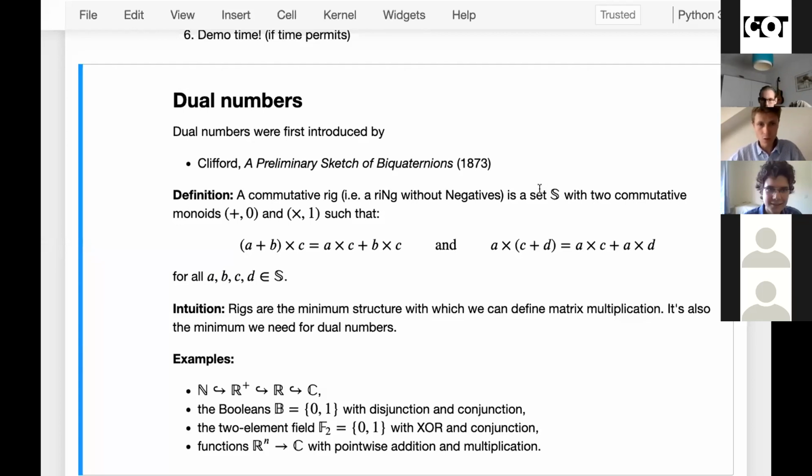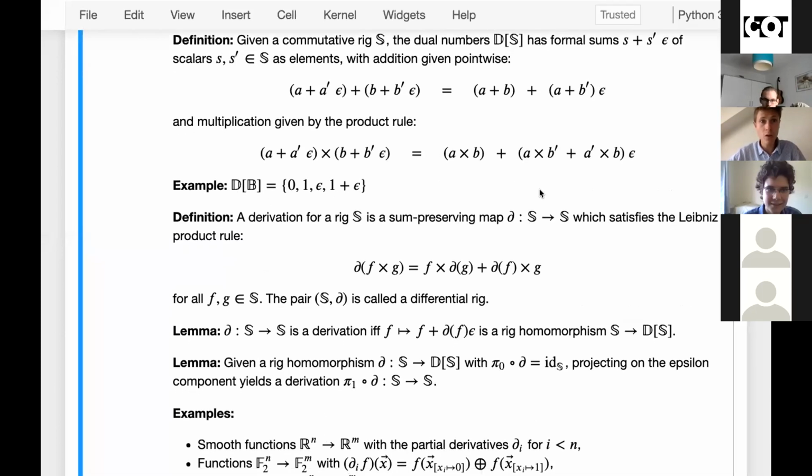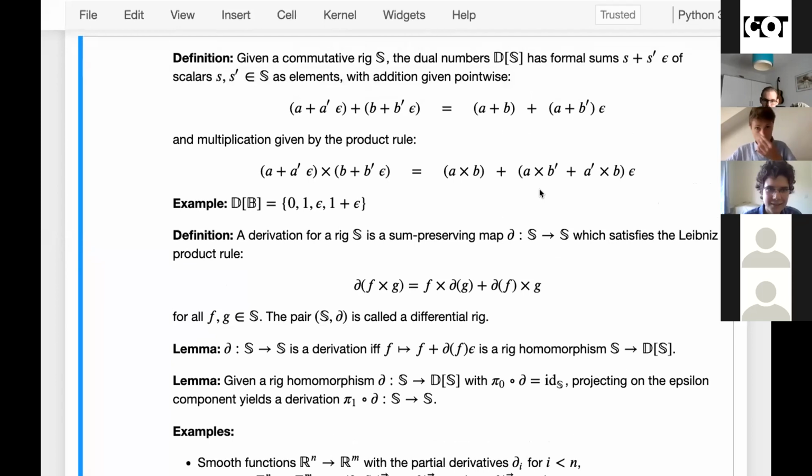So, okay, we have rigs. Now, how do we define dual numbers? Well, we take a rig and then we freely adjoin a new element epsilon, and then we quotient by epsilon squared = 0. So what does it look like? Well, we have these formal sums, a plus a prime epsilon, and addition is given pointwise, and then multiplication is given by the product rule.